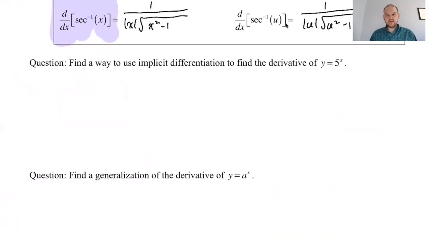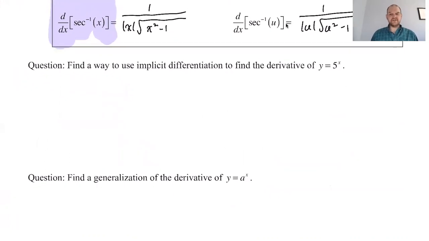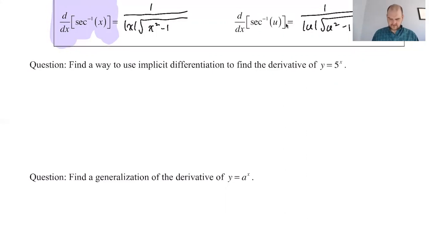So let's see this question. Find a way to use implicit differentiation to find the derivative of y equals 5 to the x. I'm going to think about this as if I have y equals 5 to the x. Well, I know a way that I can get exponents down from their lofty perch, with natural logs, right? Because if I take the natural log of both sides, then the exponent becomes a coefficient. That might be useful. And then when I find the derivative of the natural log of y, I'll be using implicit differentiation. So this feels like the right thing to do.